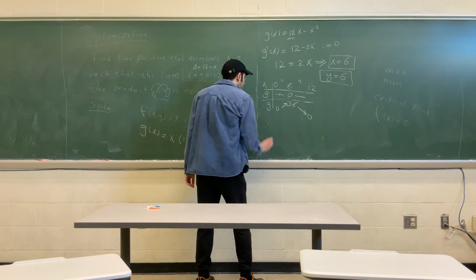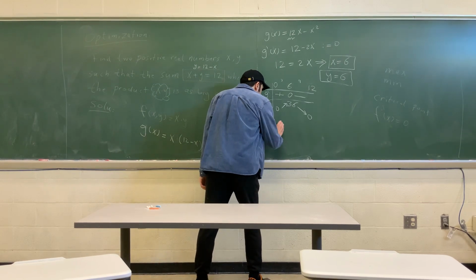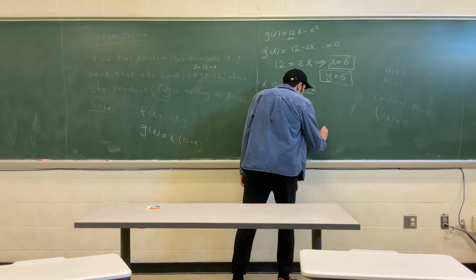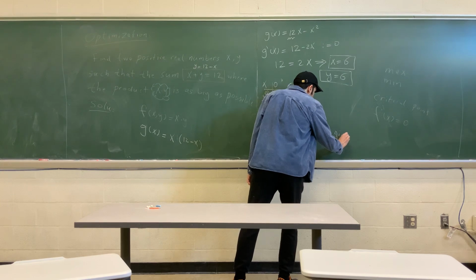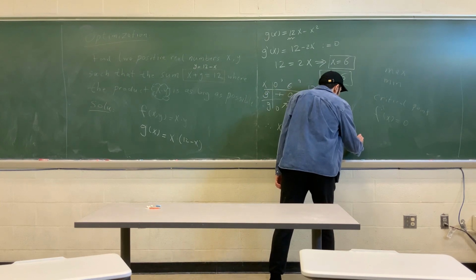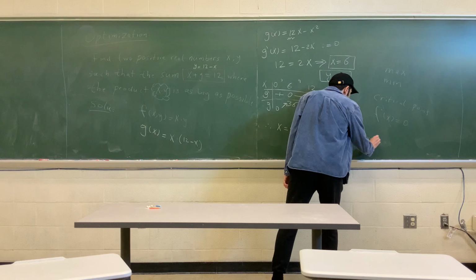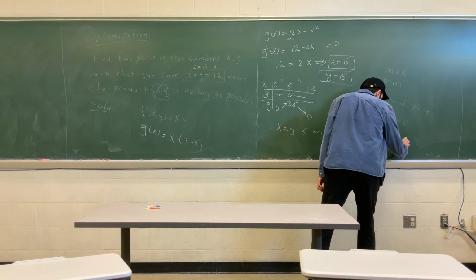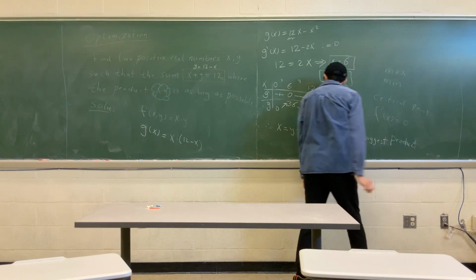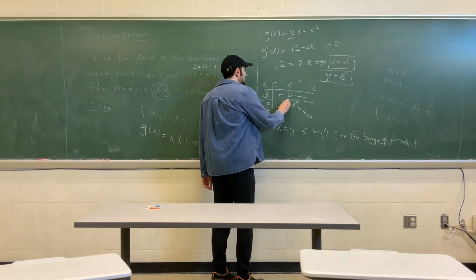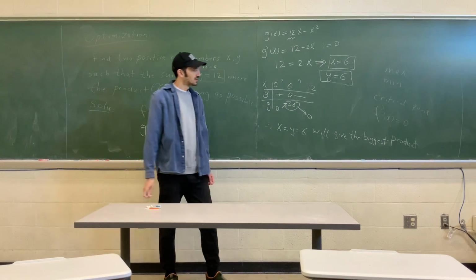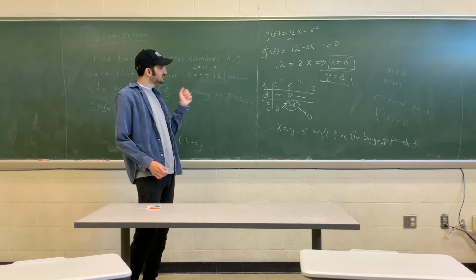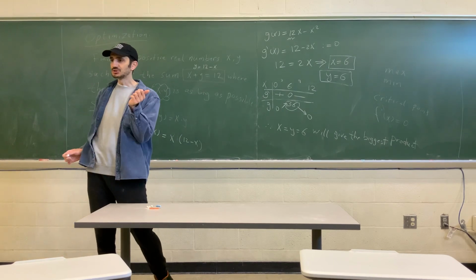And I can say that x equals y equals 6 will give the biggest product, which is again 36. Any question, guys? Is it clear for all of you? So that was one example about algebra. We can explain another example about geometry if you want.